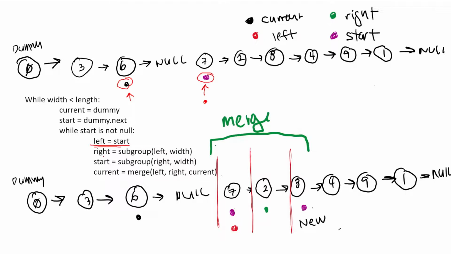Then we're going to have right equals subgroup left with. That means that from the left pointer, now we're going to separate size 1, where the 7 is. We want start subgroup right with. Now the start will go to the next pointer. Size width 1. And so now we have our 2 subsections again, and we're going to use merge to merge these 2 subsections together using the current pointer here.